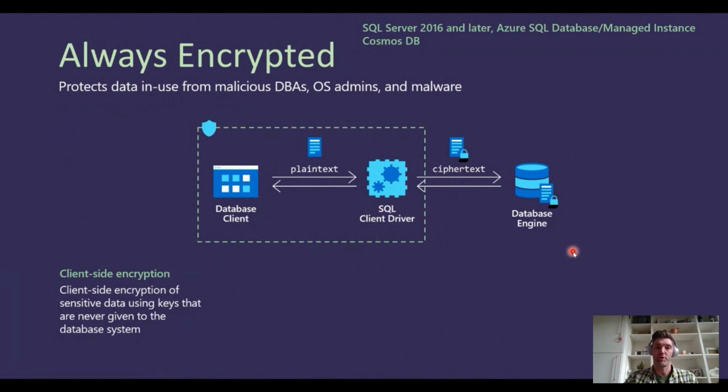So how does our technology work? If your client application needs to retrieve sensitive information from the database engine where it is encrypted, it's going to ask for that specific information in plain text from the client driver, which is used by the application. That client driver is then going to encrypt that information and send it in ciphertext over the network to the database engine. The database engine will then fetch that information and send it back in ciphertext to the client application. The client driver, again, is going to decrypt that information and show it to you in plain text.